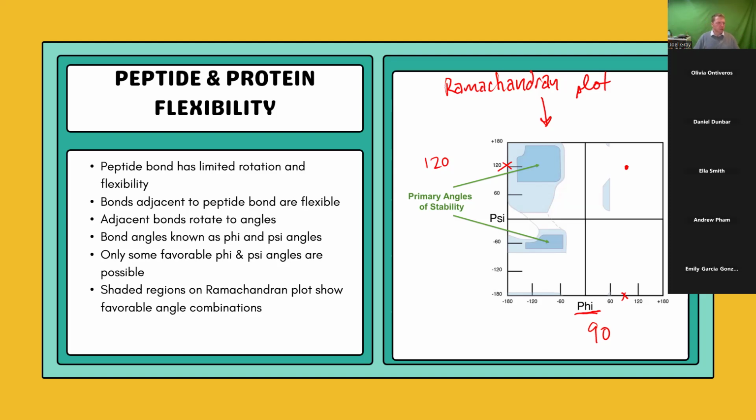Okay, I got a private message. Is the blue region in the bottom quadrant also considered a favorable combination or is it not favorable? All of the blue regions, whether they're light blue or darker blue, are considered favorable. Some of them, like in the upper left-hand side, this region right here, have more favorable combinations than this region outside of that.